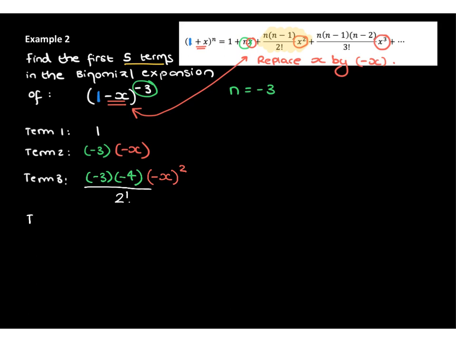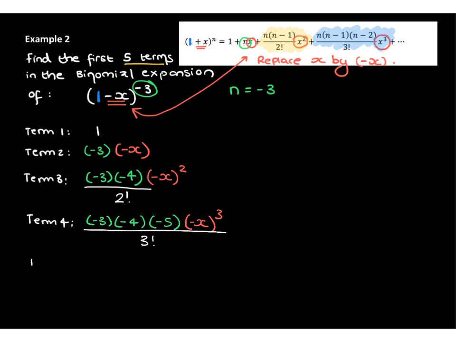Let's keep going. Term 4. So we're up to this part of the expansion, substituting in for n. So that's n minus 1, which is -4, n minus 2, which is -5, multiplied by x cubed, which of course is -x all cubed, and then the whole thing is over 3 factorial.